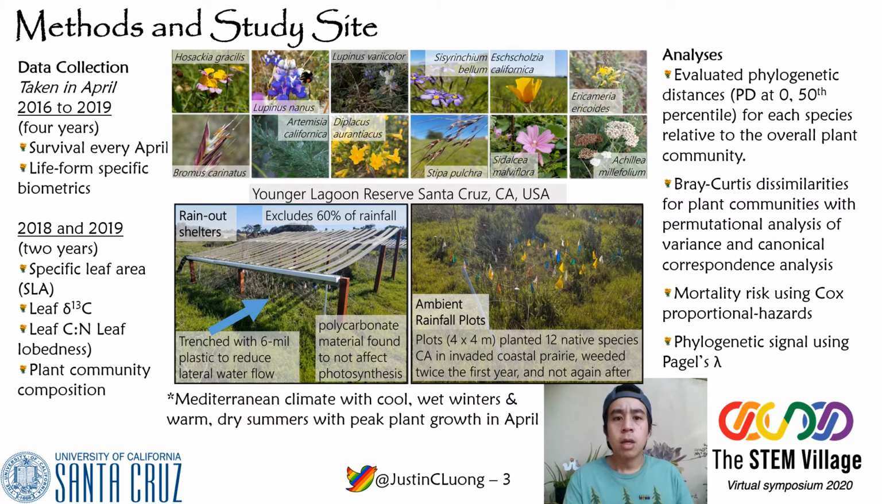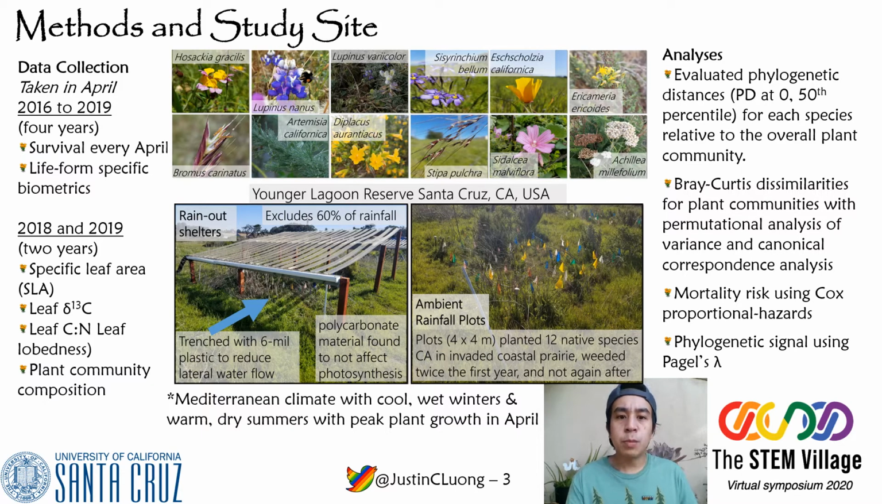We determined phylogenetic distances relative to plant communities for each species in each plot using previously published phylogenetic data. PD0 represents the nearest neighbor distance, and PD50 represents the median phylogenetic distance. We tested differences in plant communities using Bray-Curtis dissimilarity and permutational analysis of variance.